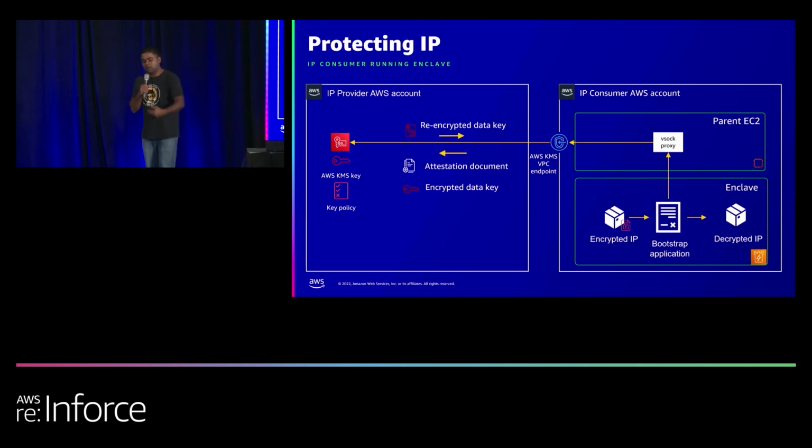So moving on to the bootstrap application, once it does that orchestration with KMS and gets the decrypted data key, it is going to decrypt the IP itself, right? And then we'll continue on with the rest of the bootstrapping steps, which are unique to the IP that you are consuming here, or the IP that's in question here, right? So it could simply be run the ML model or run the piece of code that constitutes your IP. So that's how protecting IP is a very cool use case that we have seen.